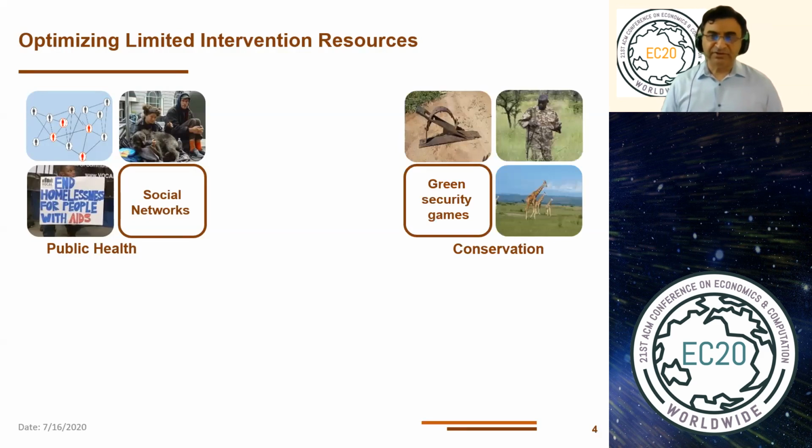With respect to conservation, we have large conservation areas to protect, and a limited number of ranger resources. The challenge is then how to optimize the use of these limited ranger resources. Harnessing past poaching data, we are able to predict where poachers set traps or snares. In our work in Uganda and Cambodia, for the past many years, we've been able to remove thousands of these traps or snares. The challenge I'll focus on today here is green security games, combining machine learning and game theory.